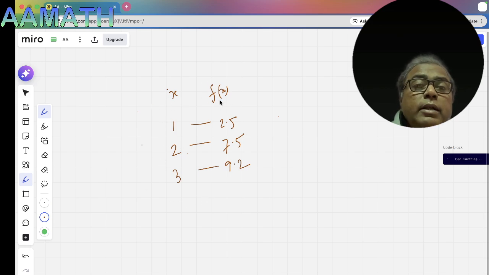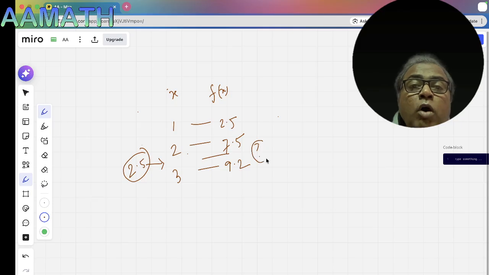This is the given data. So if you have to find f(x) for x equals 2.5, what is f(x) for this 2.5? Then this is the interpolation, because interpolation means for this x equals 2.5 we want to find the value of f(x), and this x lies within the given data. So this is the interpolation.